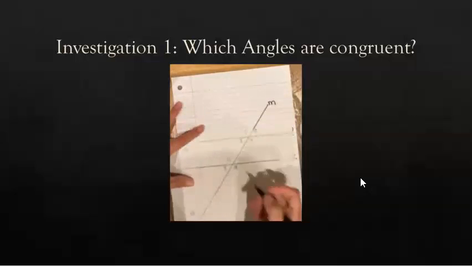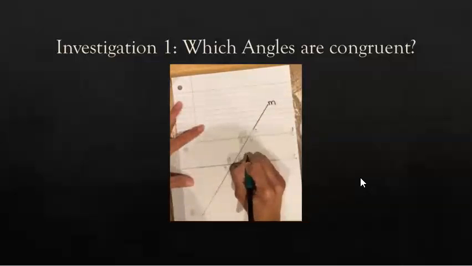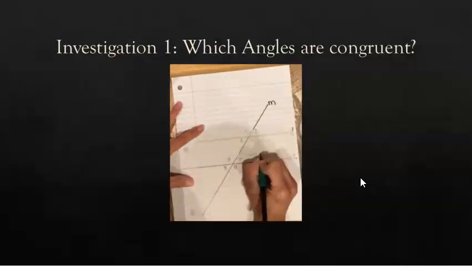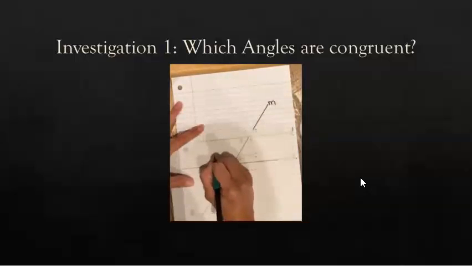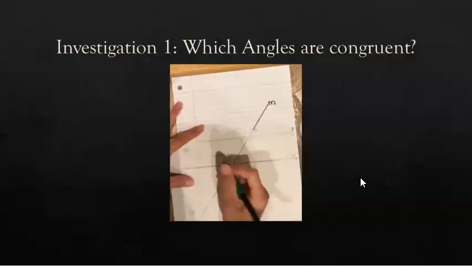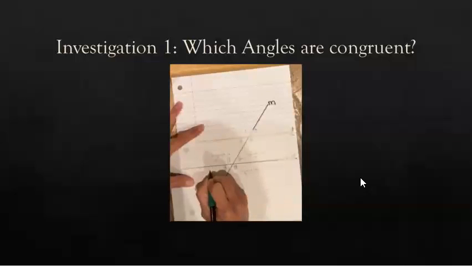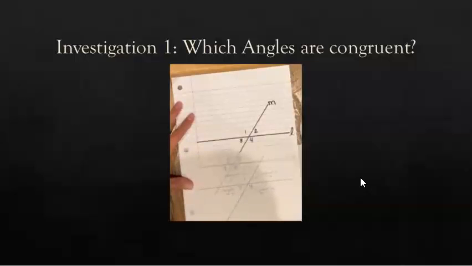When you overlay them on 5, 6, 7, and 8, do you see that 1, 2, 3, and 4 are congruent to 5, 6, 7, and 8 respectively? So that's angle 1 on our tracing paper, but down underneath, that's angle 5. So 1 is congruent to 5, 2 is congruent to 6, 3 is congruent to 7, and 4 is congruent to 8.